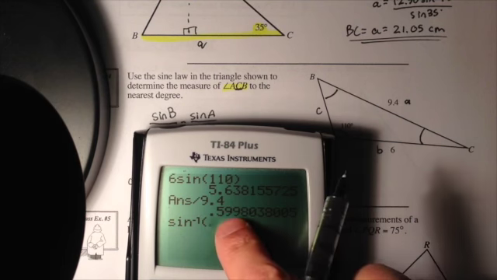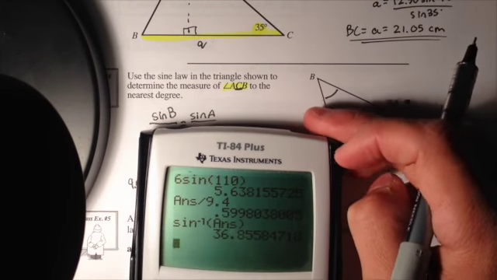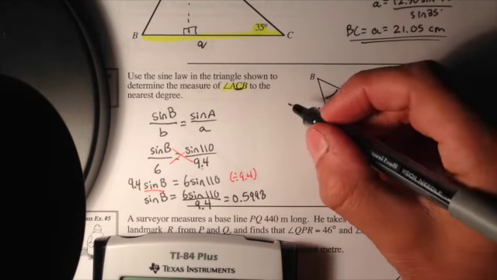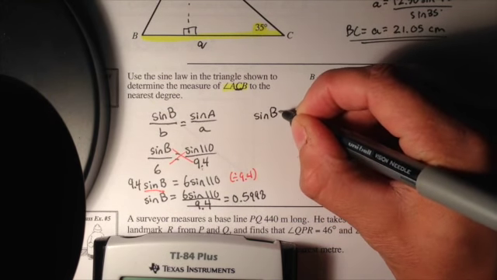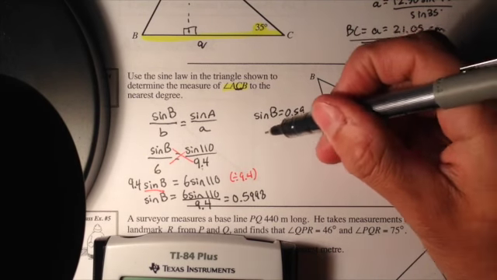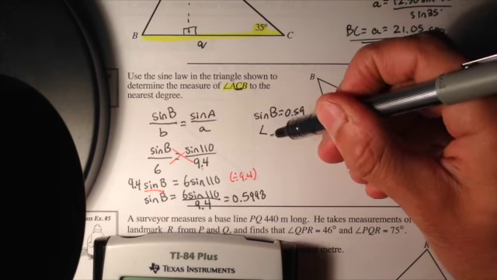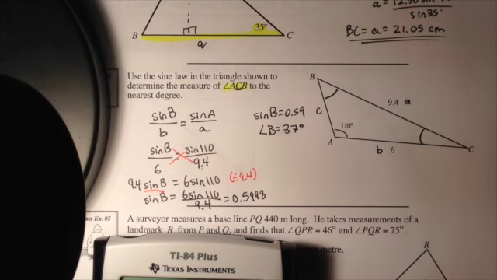I'm going to type in this ratio, and I get an answer of 36.85, which I'm going to round to 37. So I know that sine B was 0.5998, but my angle B is equal to 37 degrees. So that was the angle B there.